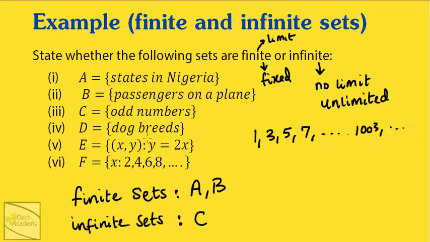Set D is a set whose elements are dog breeds. There is a finite number of dog breeds. So there's a limit to the number of elements that belong to set D. So set D is a finite set.